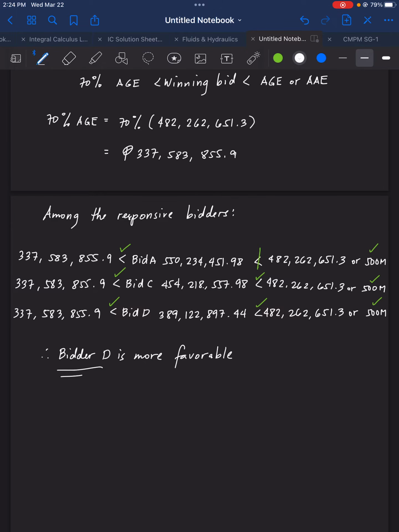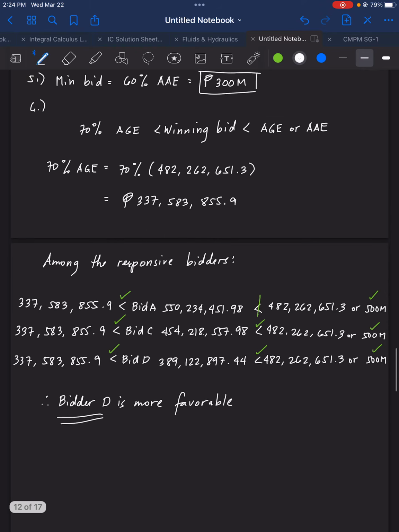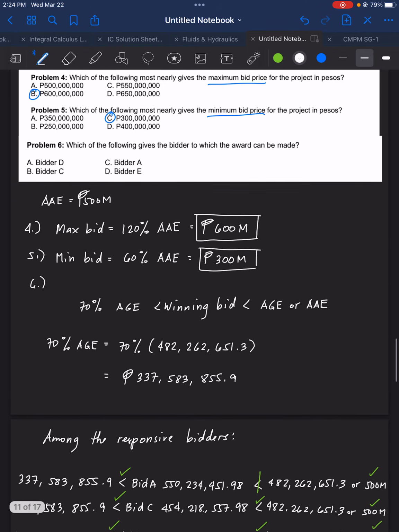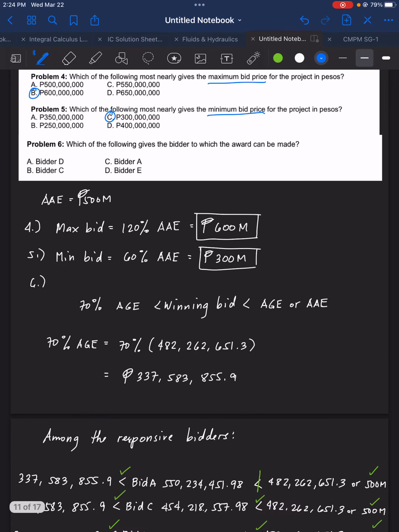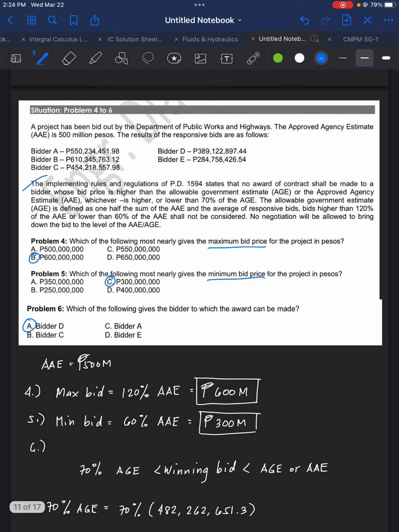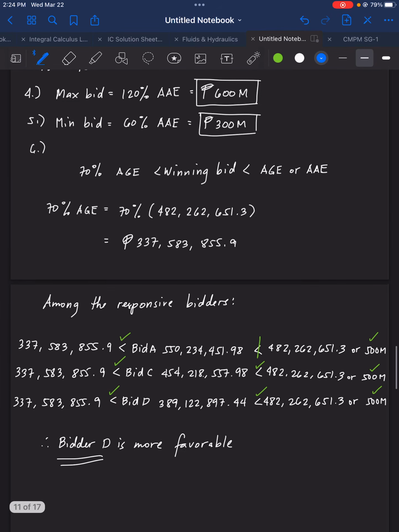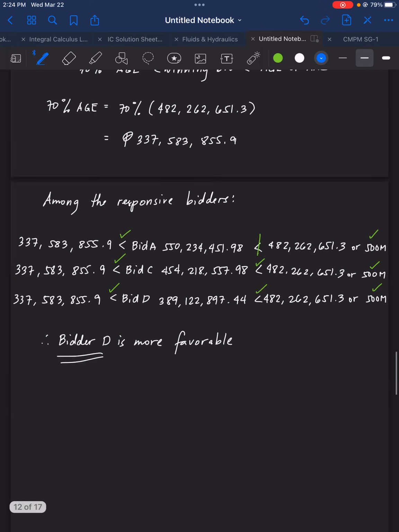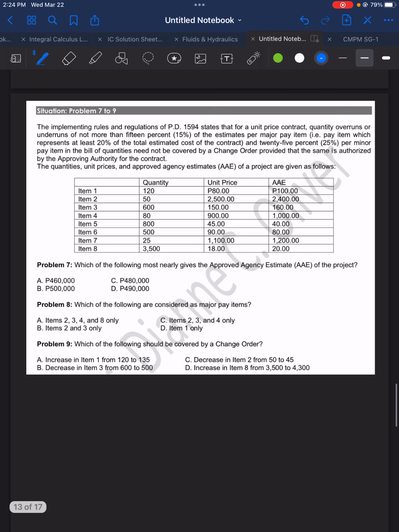Okay. So the answer for number 6 is letter A. So that's for problems 4 to 6. So care to screenshot before we proceed to the next problem. Okay, let's go to problem 7 to 9.